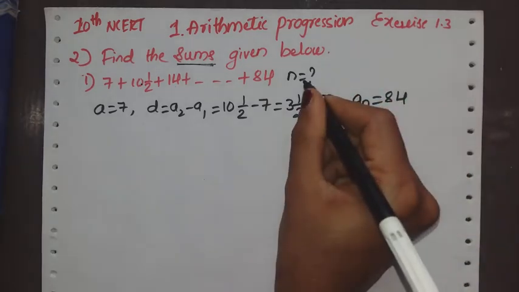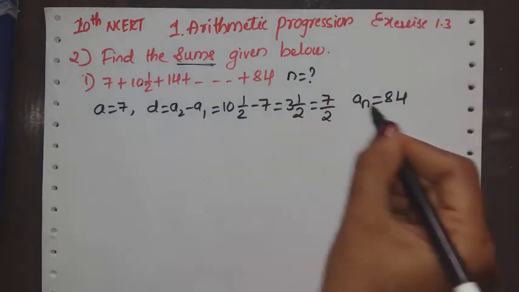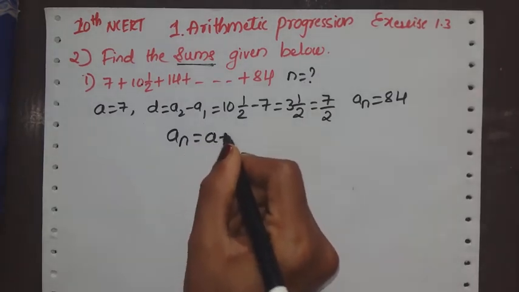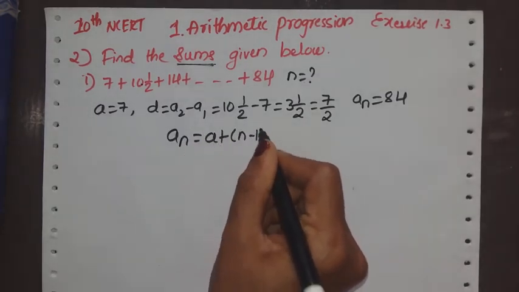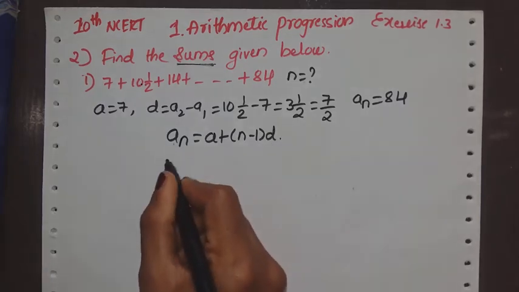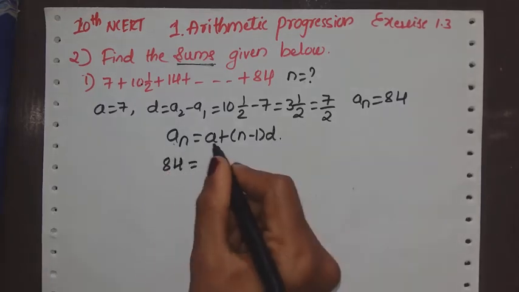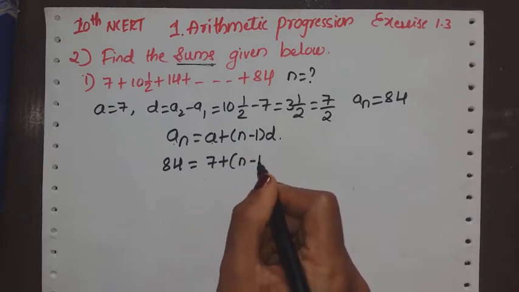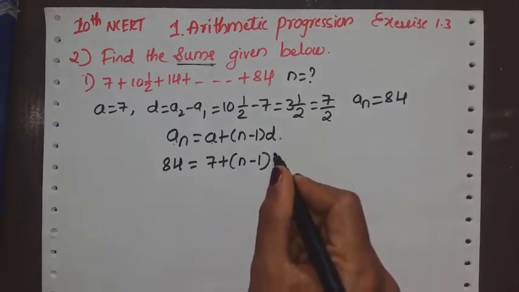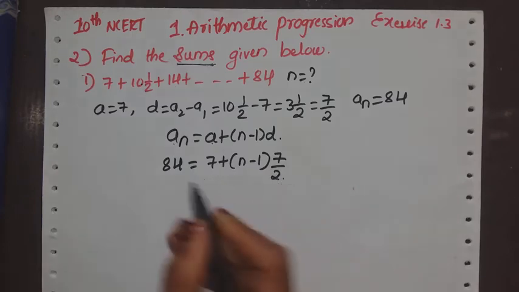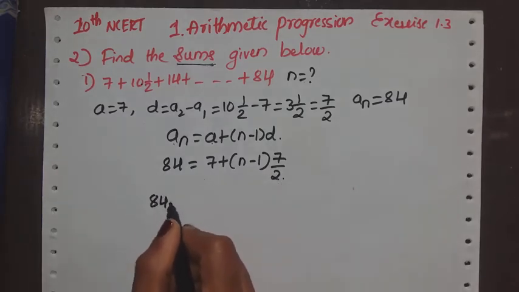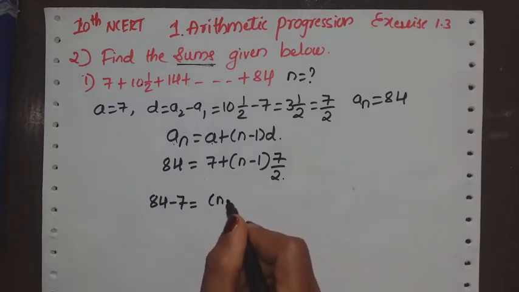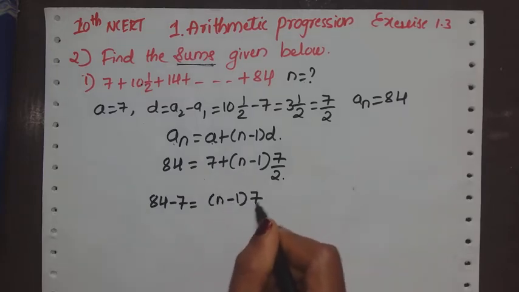Yes, we need to find out n. Yes, we use the formula an. An is equals to a plus of n minus 1 into d. Yes, an here 84 equals to a is 7 plus of n. We need to find out this one. D is the common difference 7 by 2. Yes, here 84 minus 7 equals to n minus 1 into 7 by 2.